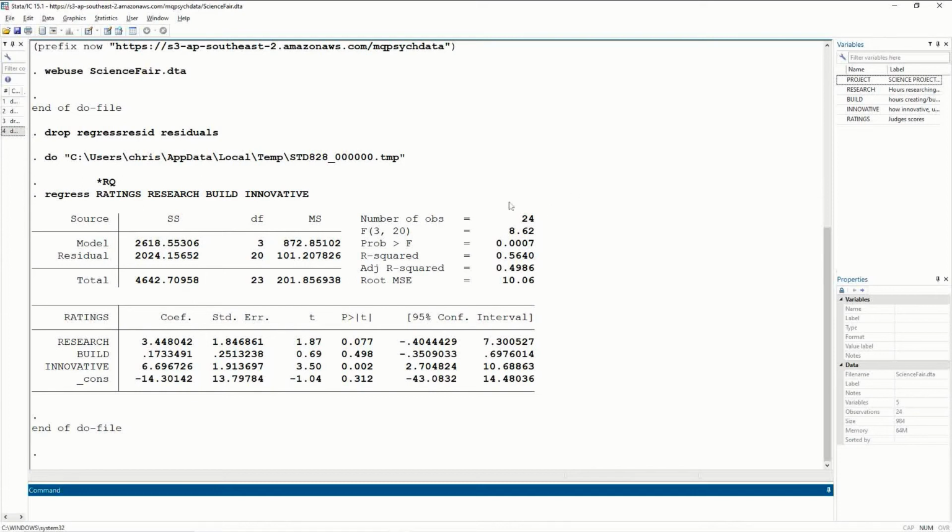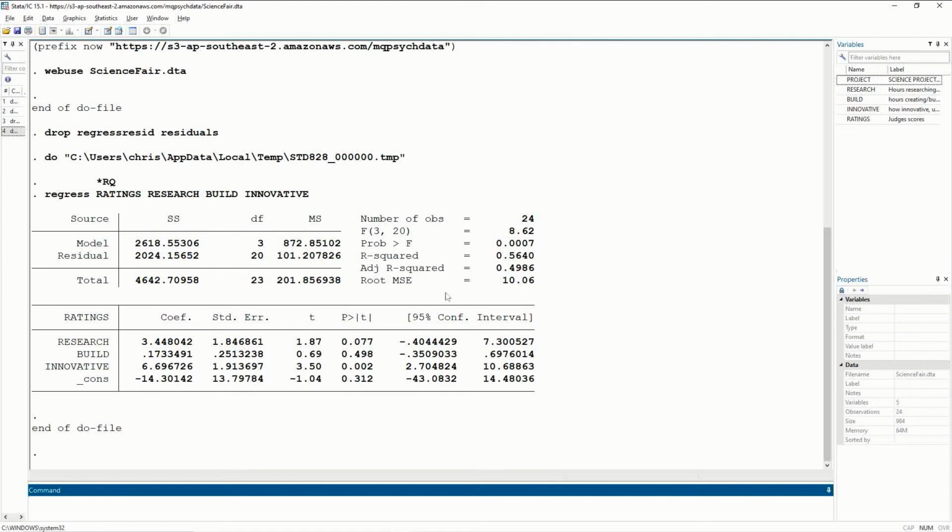We can see that we have 24 observations, and our F is 8.62. We can see that this is significant. So the fact that this is significant tells me that at least one of my predictors must also be significant. My R-squared is 0.56, so that's telling me that 56.4% of the reasons why a person got the rating that they did on their project can be explained due to the number of hours put in for research, the number of hours put in for building, and the level of innovation of the model.